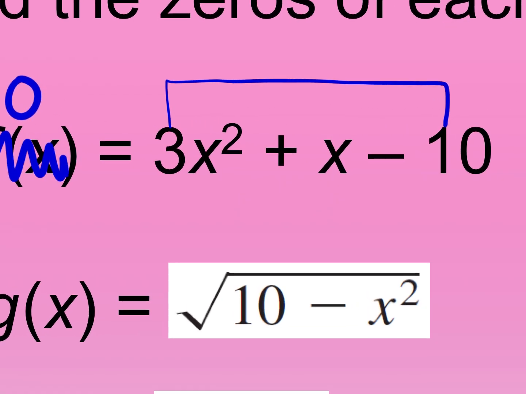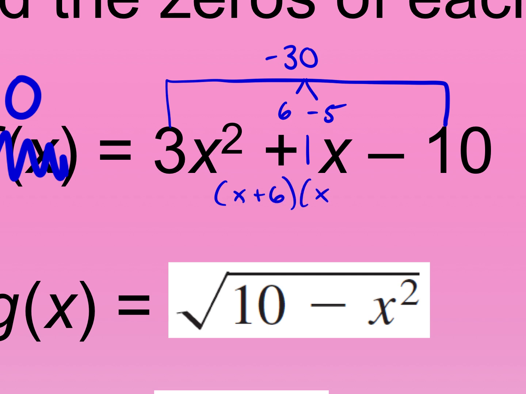So you can factor however you want to for this. This is how I factor because I find it the easiest, but I know that we've learned different ways on how to factor. So factor it however you feel comfortable. So 3 times negative 10 would be negative 30. What are 2 factors of negative 30 that add to 1? So 6 and negative 5, perfect. So we have x plus 6 and x minus 5.